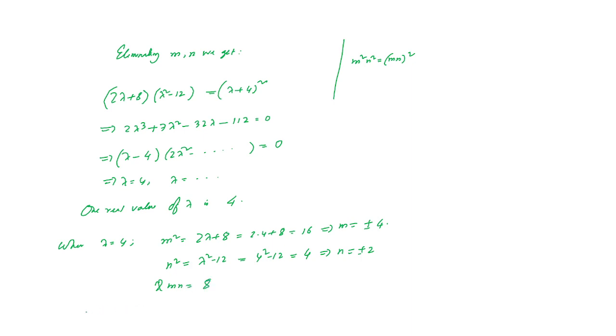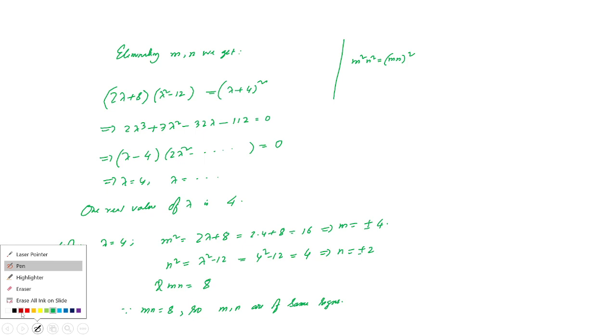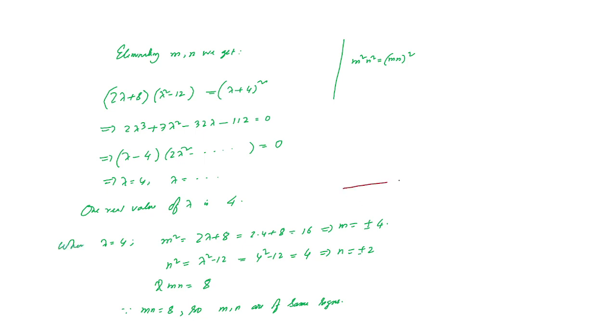Now since the multiplication of m and n is 8, that means m and n are always of the same sign. They are not opposite sign. In the previous two problems you have seen the sign of mn will be opposite because mn is negative. Now mn is positive. Either they are both greater than 0 or they are both less than 0.